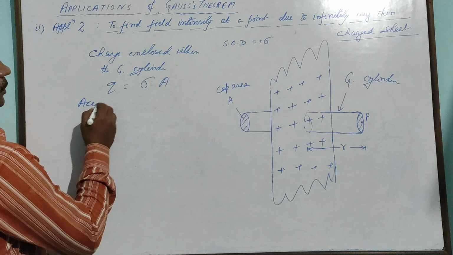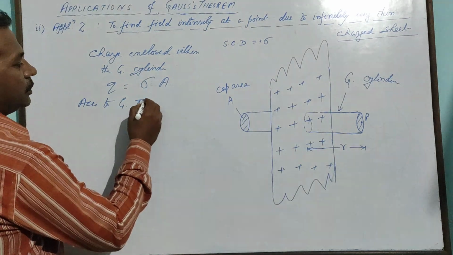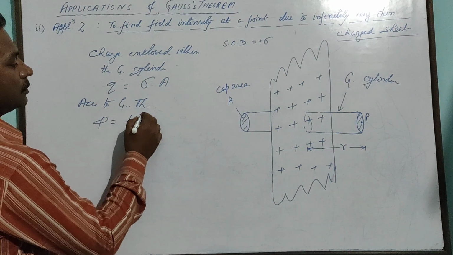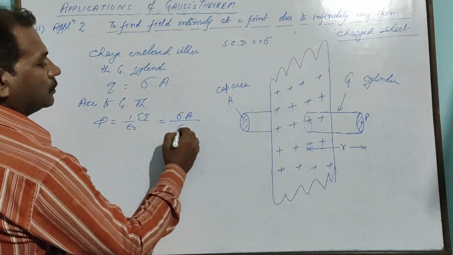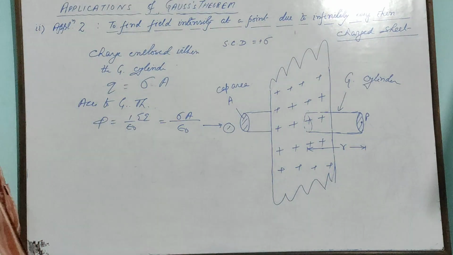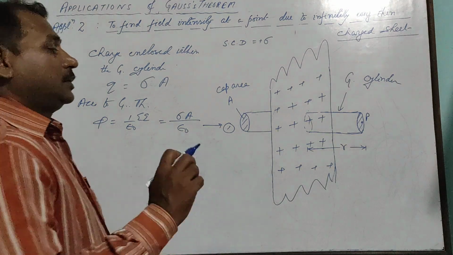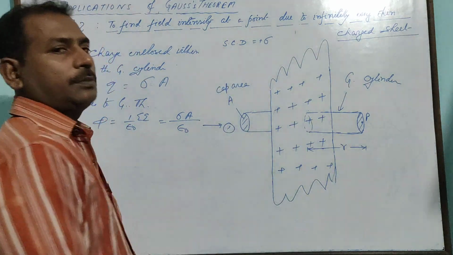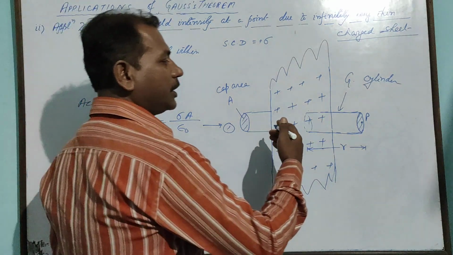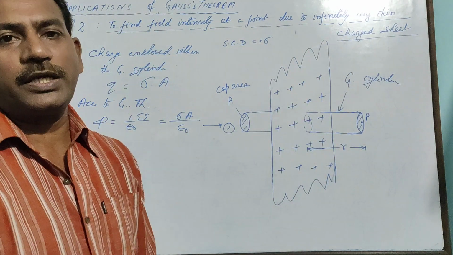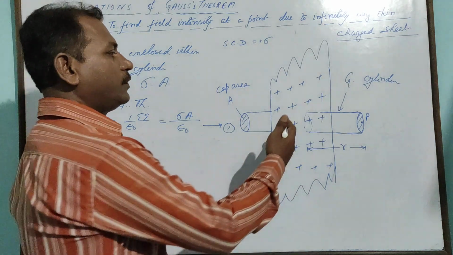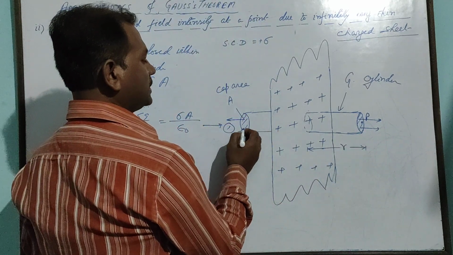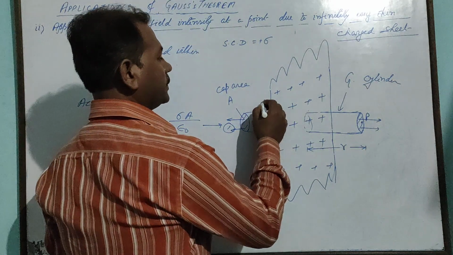So according to Gauss theorem, flux will be equal to... now whatever the charge it will have, that charge will be positive in nature. So that positive charge will try to release field lines or electric flux. Those flux will come out through this surface or these surfaces.